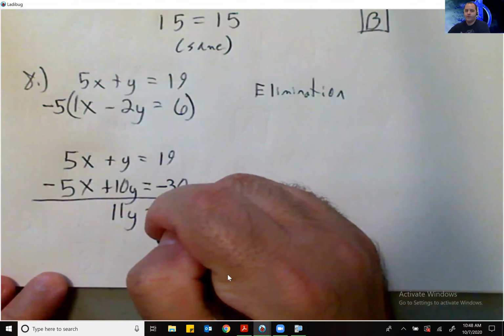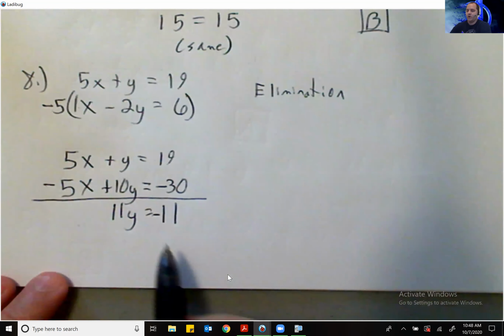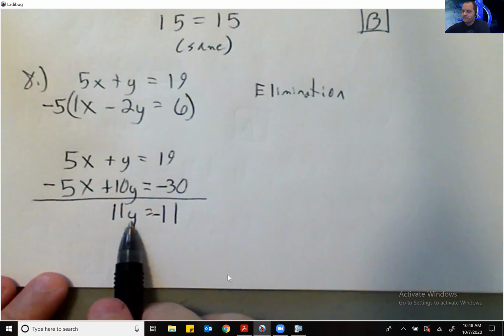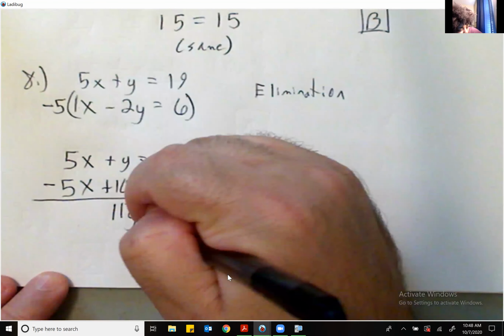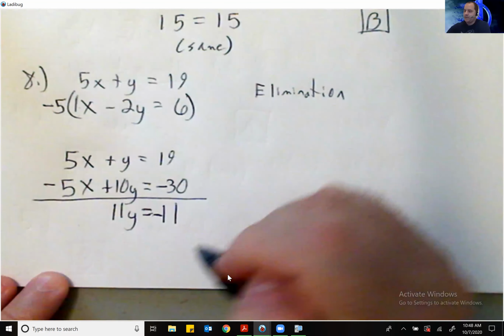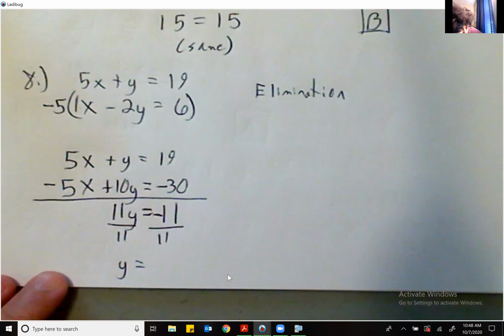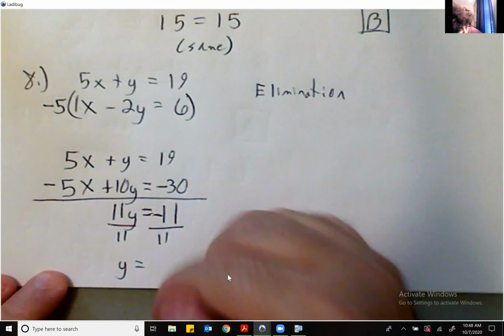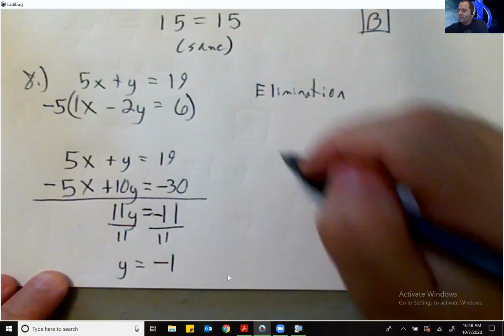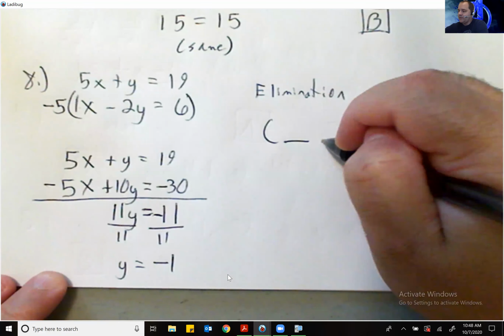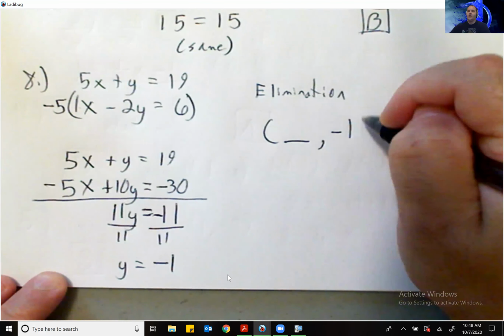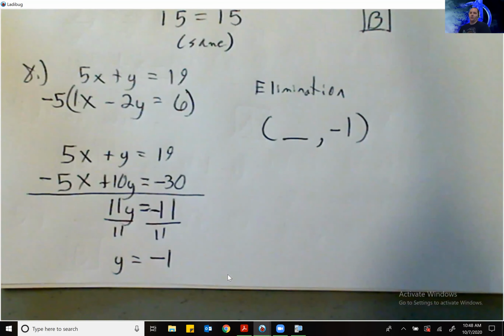Good. All right, so now how do I solve? How do we get the y by itself? Divide each side by 11. I love it. So y is equal to? Negative 1. We now know what y is. We've got blank, comma, negative 1. So we know this is A, B, or C. Is this a one solution, infinite solution, or no solutions? One solution. So this is going to be an A.